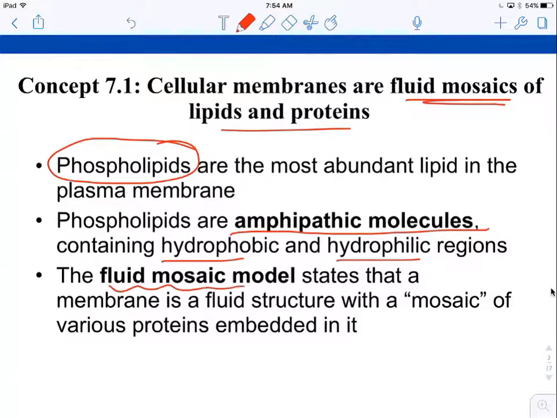And the fluid mosaic model basically states that the membrane is more like a fluid, like a liquid, than it is like a solid. So it's constantly flowing and moving. Think of it as like an ocean of lipid. And then it has this mosaic of proteins, all these little protein rafts floating around in the ocean of the membrane.